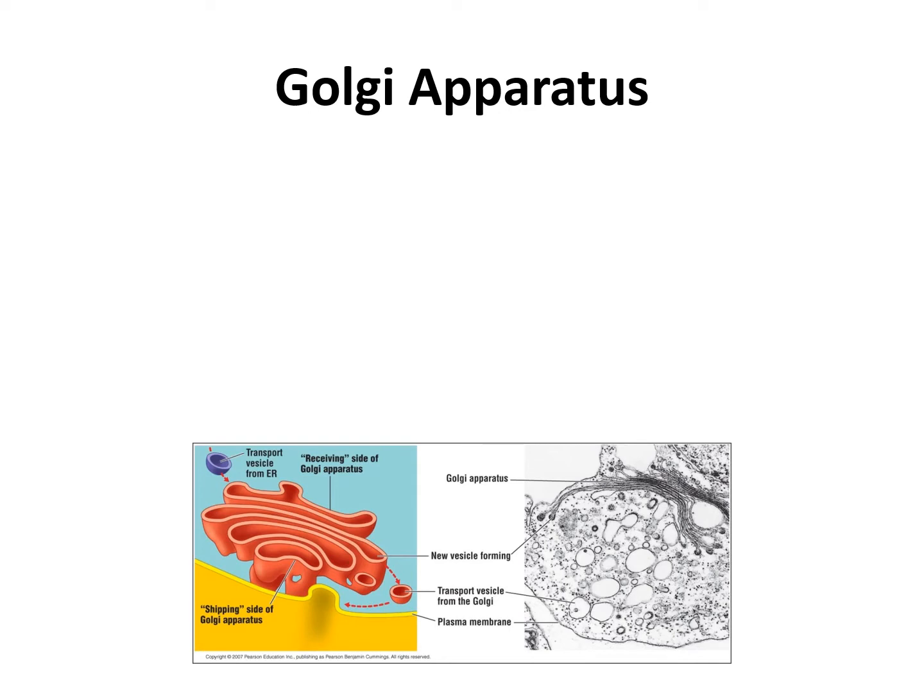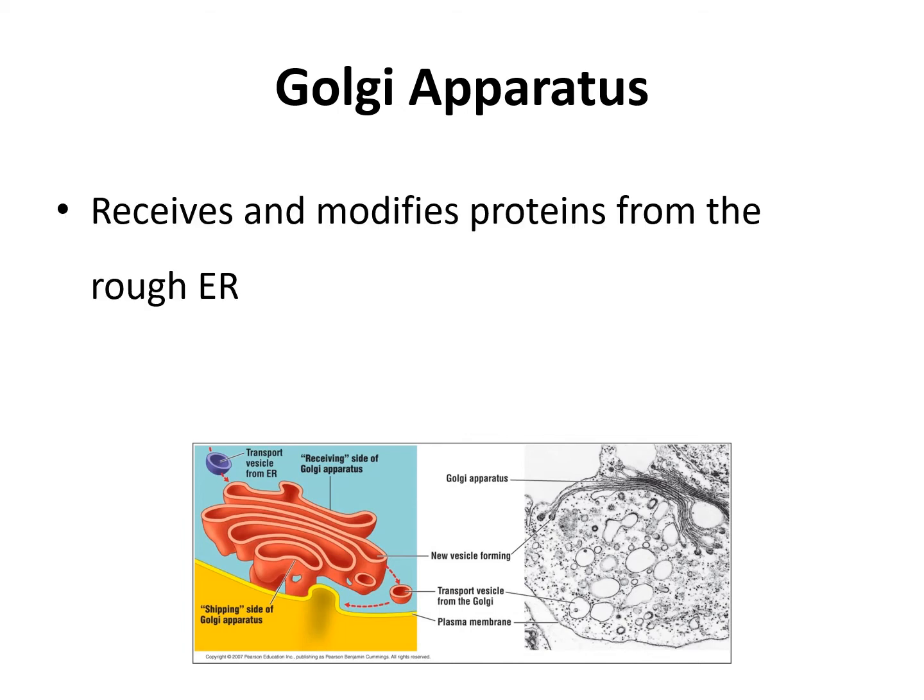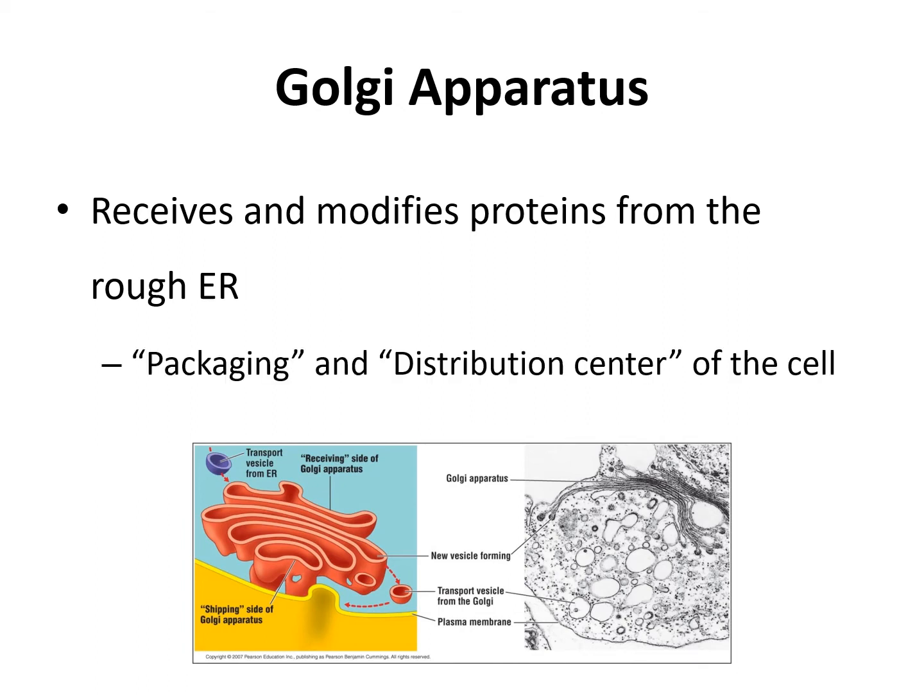The Golgi apparatus is another organelle which is found close to the rough and smooth ER. The purpose of the Golgi apparatus is to receive and modify the proteins produced from the rough ER. So the Golgi apparatus will take those proteins, modify them so that they are functional, and package them into vesicles. So because of this, it's often referred to as the packaging and distribution center of the cell.